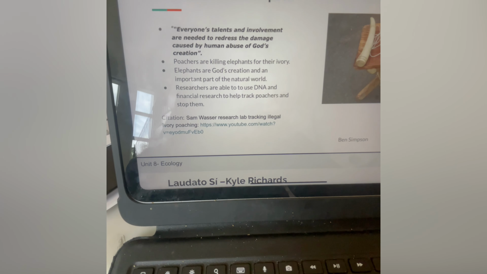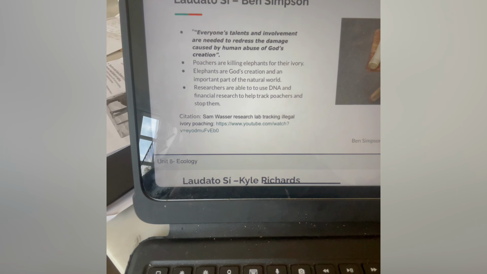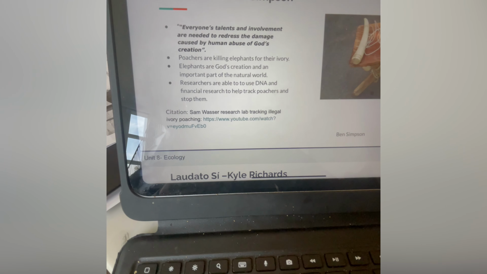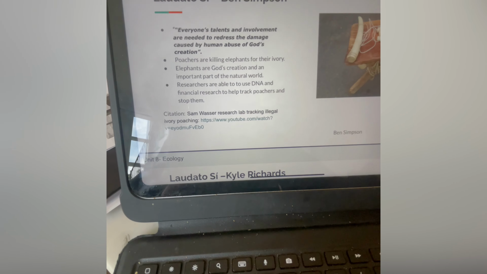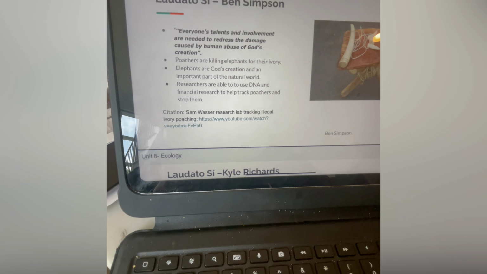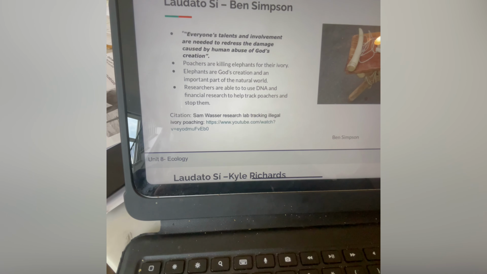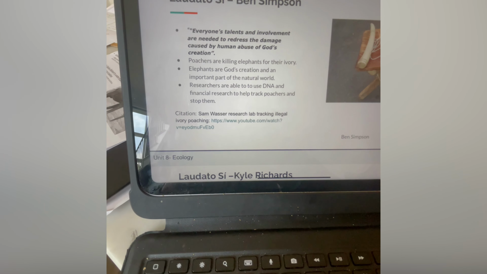Everyone's talents and involvement are needed to readdress the damage caused by human abuse of God's creation. Poachers are killing elephants for their ivory. Elephants are God's creation and an important part of the natural world. Researchers are able to use DNA and financial research to help track poachers and stop them.